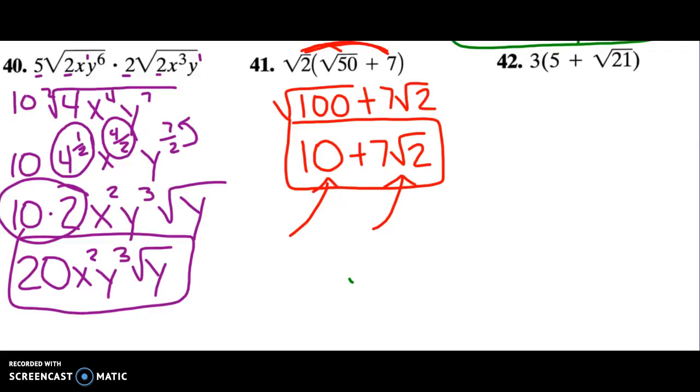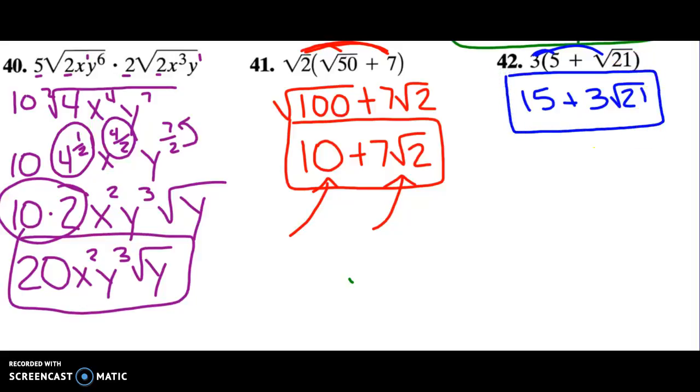All right, so let's try the next one. We're going to distribute. Let me pick a different color. 3 times 5 is 15. And then 3 times the square root of 21 is 3 times the square root of 21. Now, can you take a perfect square out of 21? I don't think so. I think we're done. That is it. That's all you can do with that problem. So if you were turning it into something really challenging, you were doing way too much work.